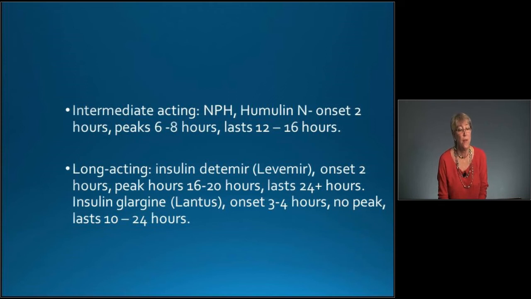Then we have the best method to address type 1 diabetes, which is putting them on a long-acting insulin, like insulin Detemir, which is Levemir. Its onset is 2 hours. It peaks in 16 to 20 hours and can last 24 plus hours. Then we have Lantus. Lantus has been around for quite some time. It's another long-acting or basal insulin. Onset is 3 to 4 hours. There is no peak, and it lasts 10 to 24 hours.